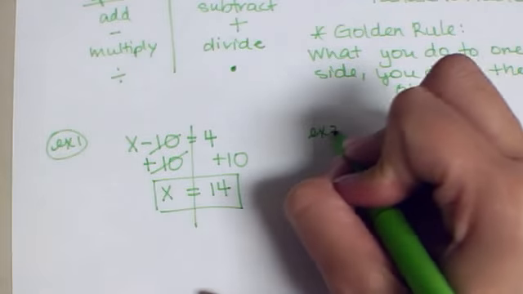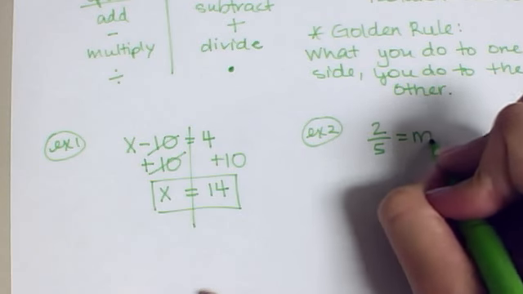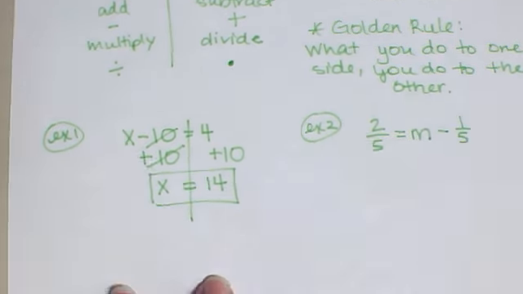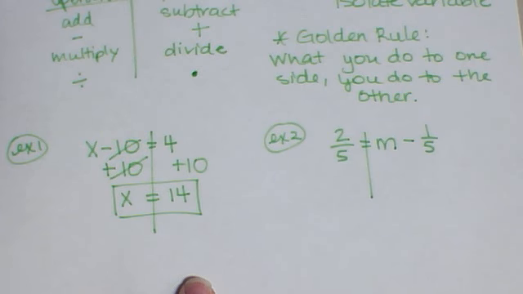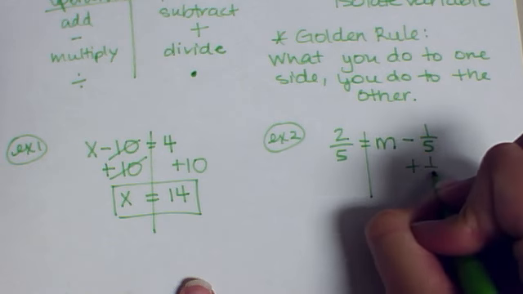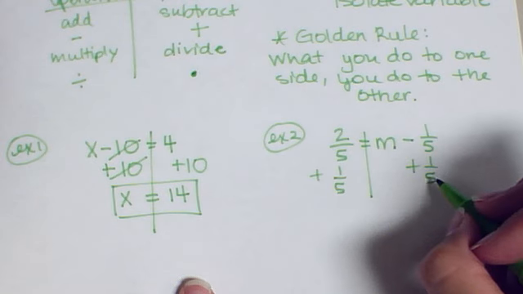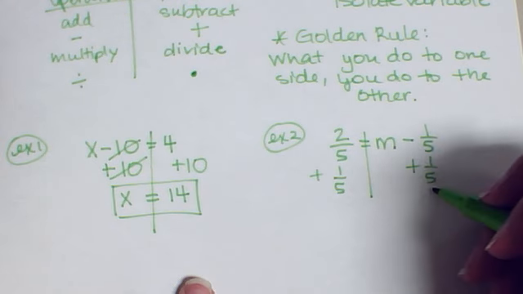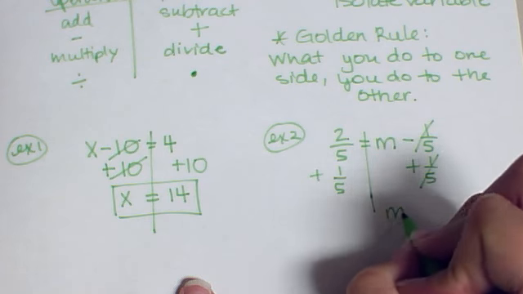Let's try one with a fraction. Example 2. 2/5 equals m minus 1/5. Draw your line down the middle. Ask yourself the question, what is happening to m? It's being subtracted by 1/5. The opposite of subtraction is addition, so you're going to add 1/5 to both sides. On this side, they're going to cancel because negative 1/5 and 1/5 is 0. They go away. All that's left is m.